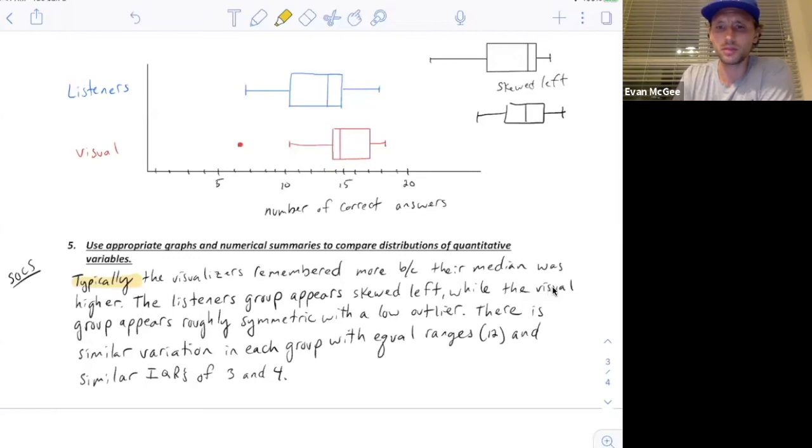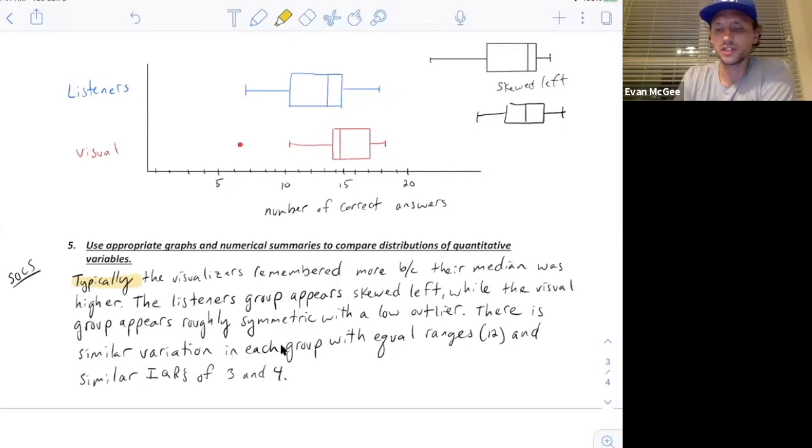And the visual group appears roughly symmetric with a low outlier. This one's kind of tougher because the median is pulled left, but this whisker is stretched out longer and there is an outlier. So the distance from the median to the lowest is actually a little bit longer than it is from the median to the higher. So this one's a little bit trickier to describe. I went ahead and said roughly symmetric because that's the way I would imagine a dot plot would look if I were to make it. So I've said shape and center. I've also mentioned that there's a low outlier.